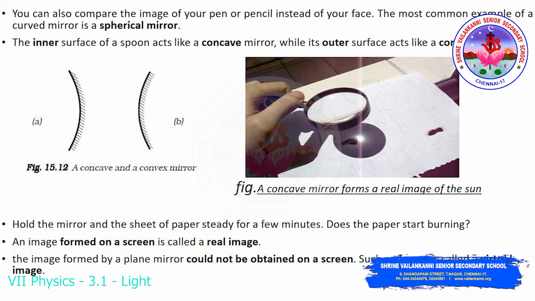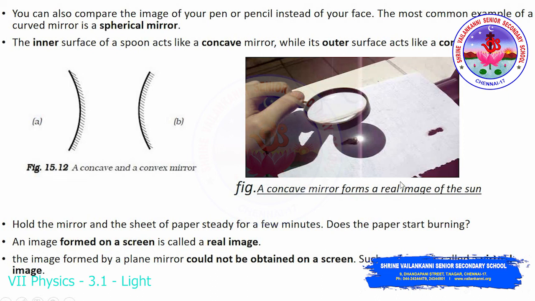While doing this activity we have to take extra care that we should not focus the concave mirror with the sunlight on our skin and all, because we may get hurt. So we have to be careful while handling the concave mirrors during this activity. If you show this concave mirror on a screen, that is the paper, you will be able to witness the real image of the sun, and if you hold it steady for a few minutes, the paper will start to get burnt like this, which has been shown in the paper.